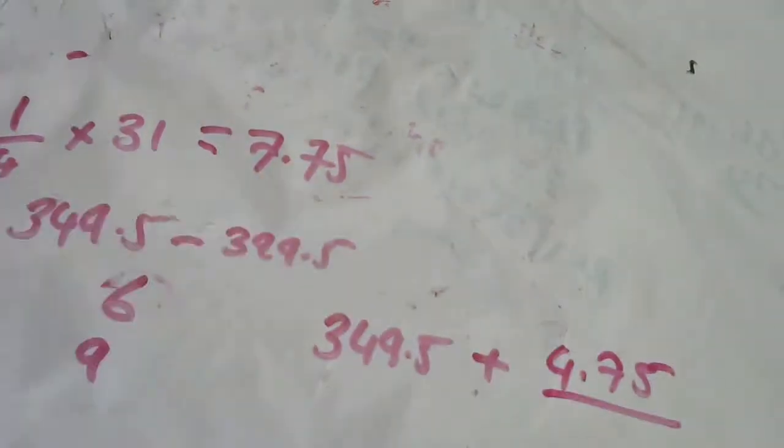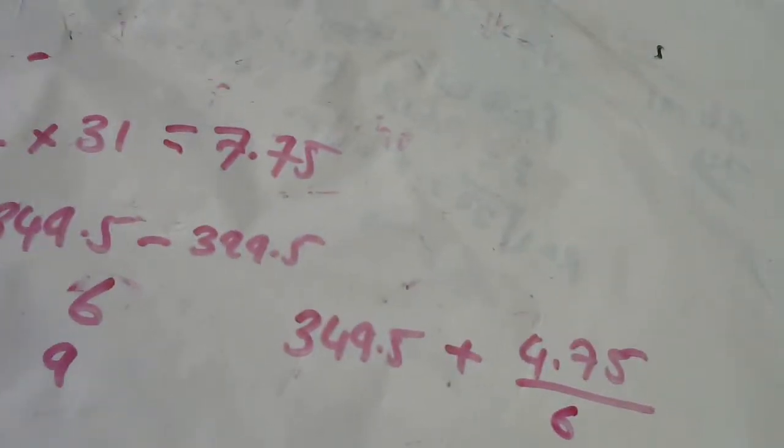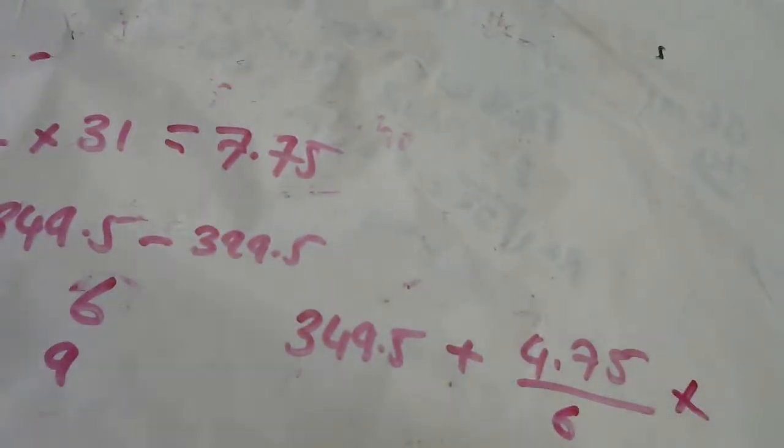We divide it by the frequency, not the cumulative frequency. So we're going to divide that by 6. And that whole fraction will now get multiplied by the class width. The class width here happens to be 50, isn't it? Yeah, it's 50. You type that on your calculator, and that would give you a lower quartile value.